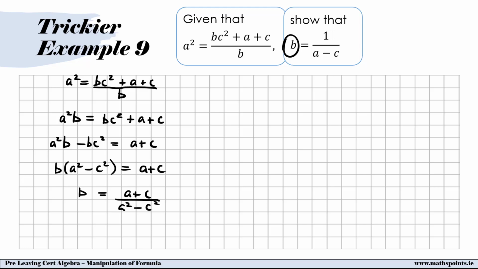So we've made b the subject of the formula, but it's not quite in the format that they want the answer in. They want us to show that b is equal to 1 over a minus c. So what we're going to do is leave the top, a plus c, and we're going to factorize the bottom.